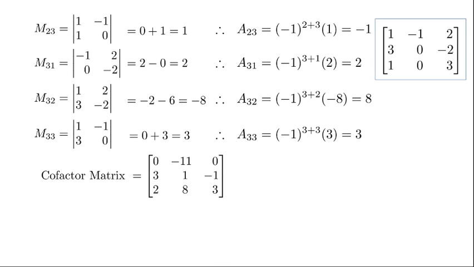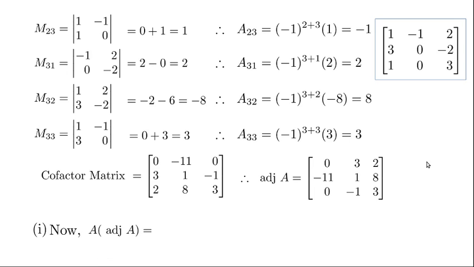Cofactor matrix. This is the matrix obtained by replacing these elements by their corresponding cofactors. Therefore, adjoint of A is the transpose of this cofactor matrix. That is, first row is written as first column, second row is written as second column, and third row is written as third column. This is the transpose of the cofactor matrix.